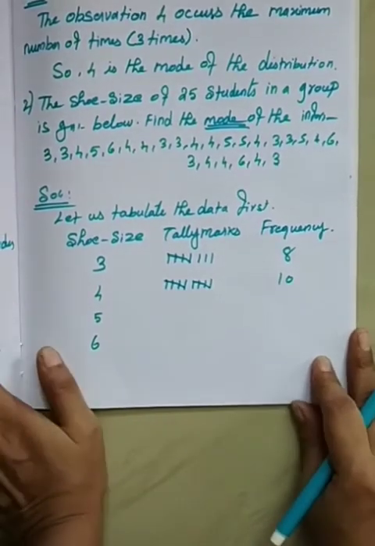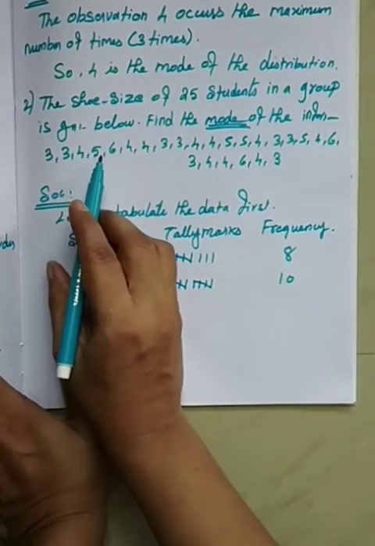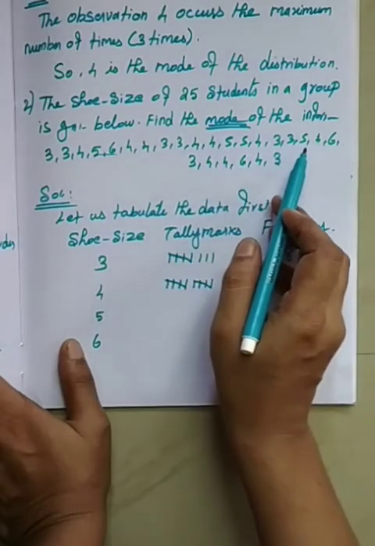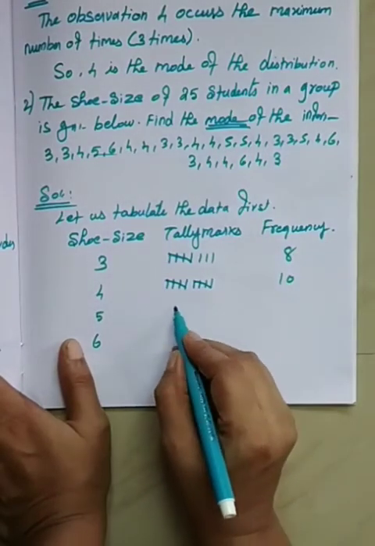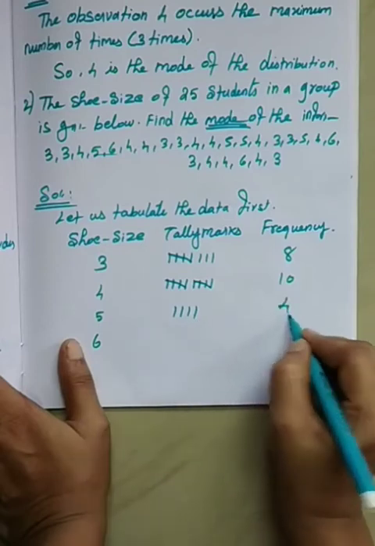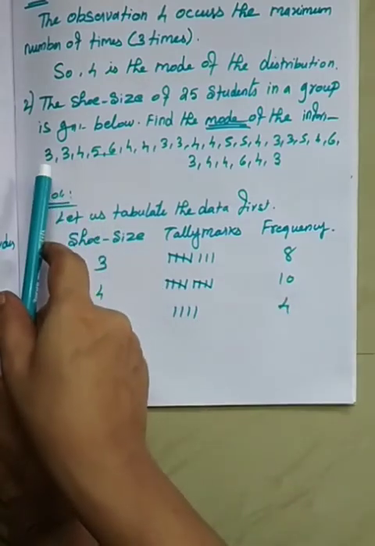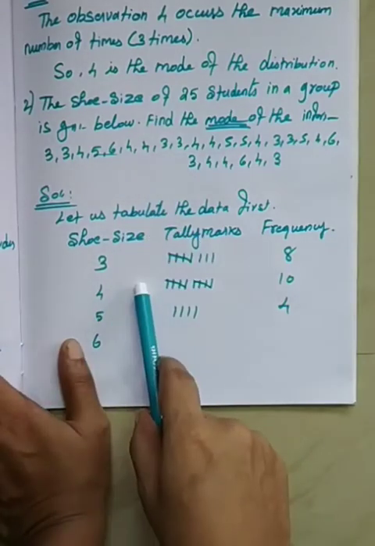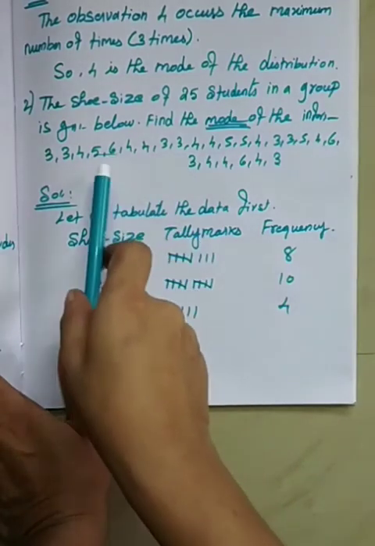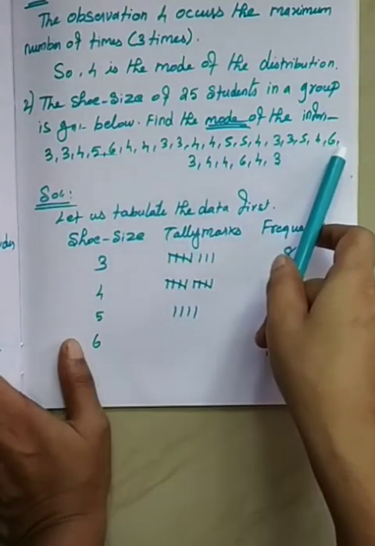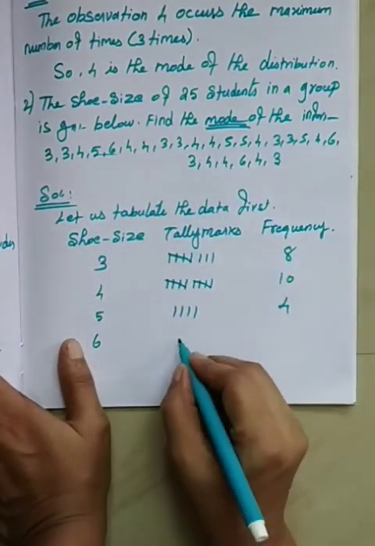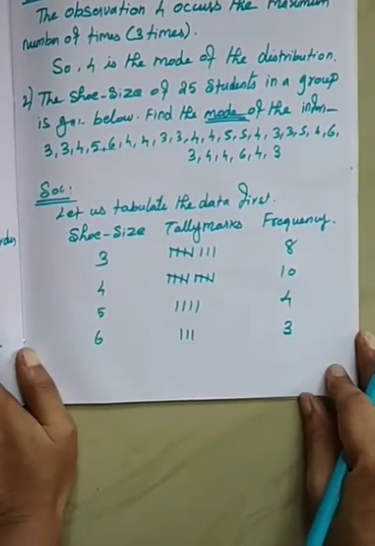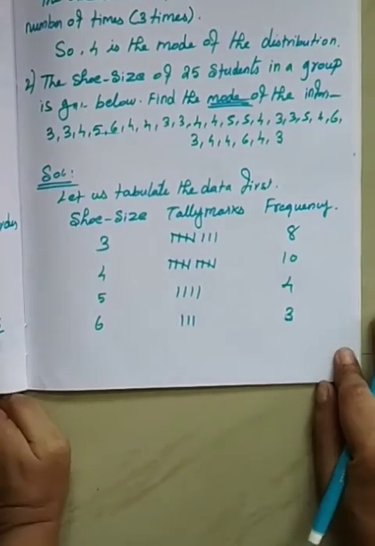Then you have to find the 5. See how many times 5 appears in this data? 1, 2, 3, 4. 4 times. So the frequency is 4. Then 6: 1, 2, 3. 3 times only. So the tally mark is 3 and the frequency is 3. Then what is the mode?